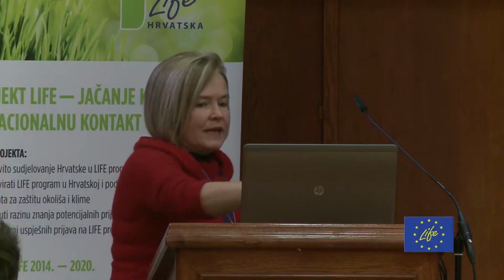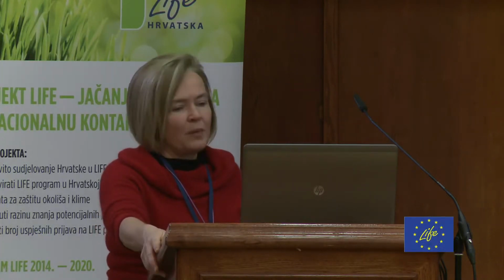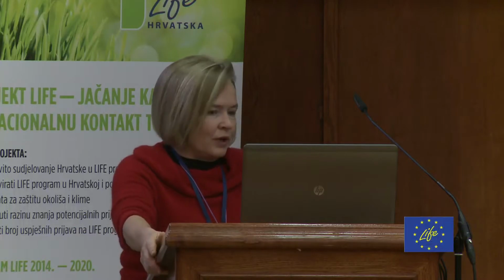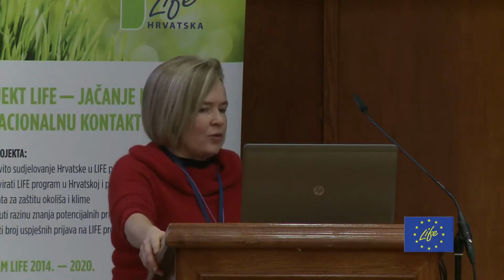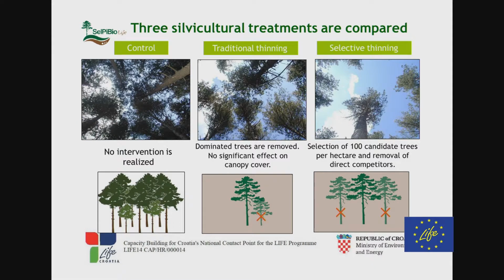And these are the different situations we compared. No intervention, so a control. Traditional thinning, which was the traditional intervention where dominated trees are removed, but no significant effect was found on the canopy cover. And then selective thinning, which is a new model of thinning, based on a positive selection of candidate trees and removal of competitors.